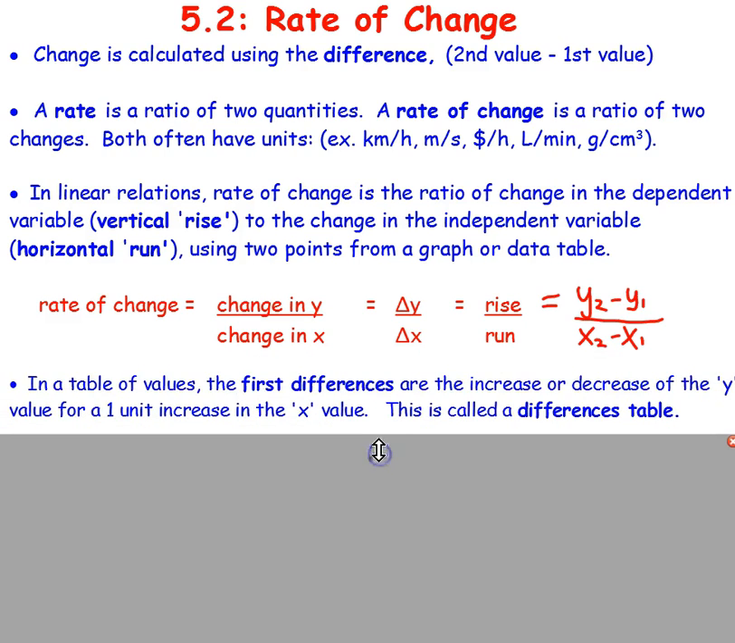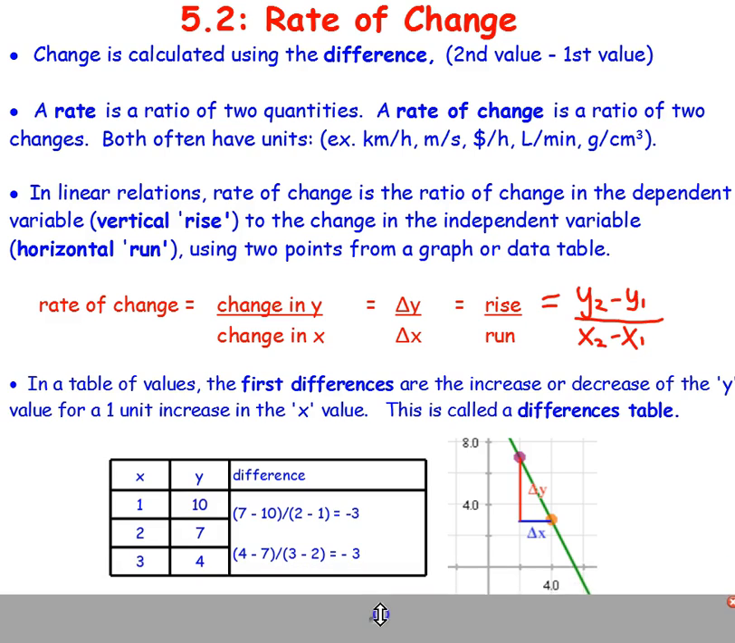Now, when we want to calculate rates of change, quite often we'll use a differences table. In this case, if we're specifically looking at the increases or decreases of the y value for a 1 unit increase in the x value, that's called a first differences table. If we go beyond that and calculate more differences, then they might be second differences. For first differences specifically, we're subtracting y coordinates. So here's an example of one which you have in your handout.